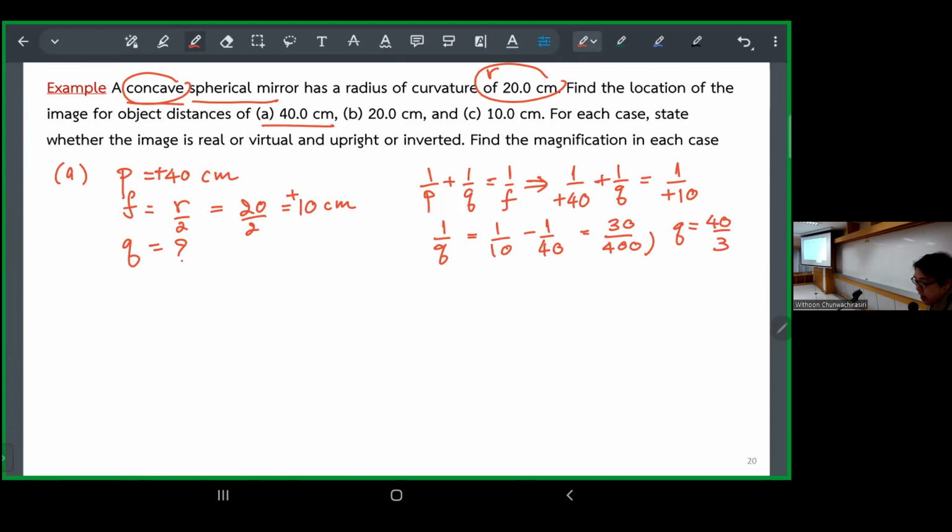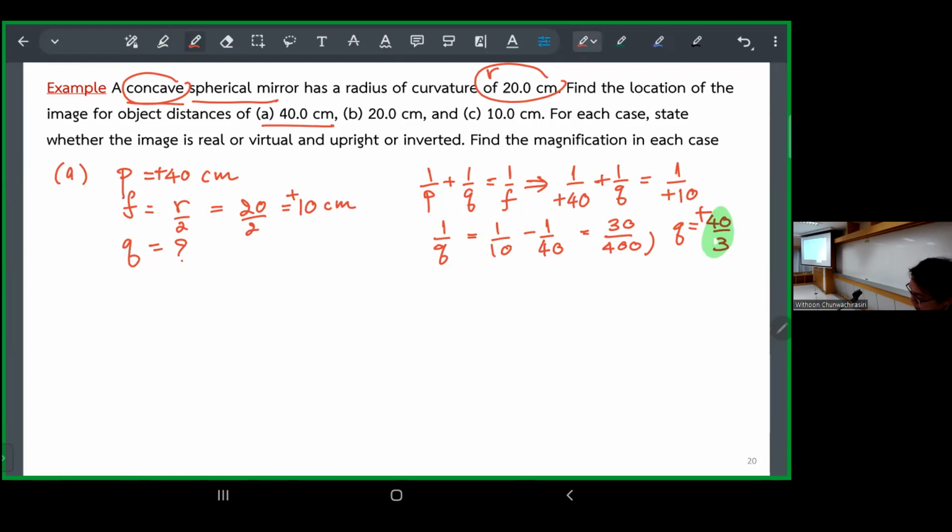Now I can see it. Your final value is positive. See that? The sign is important. The final answer is still a positive number. So what does it mean? It means that the image is positive. What does it mean by the image is positive? It means it must be real.